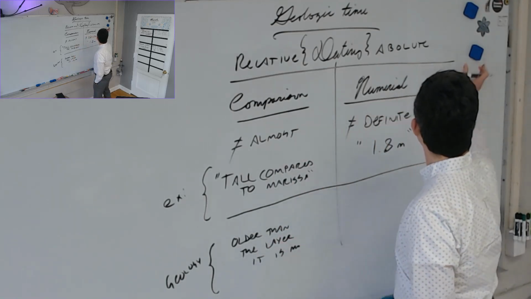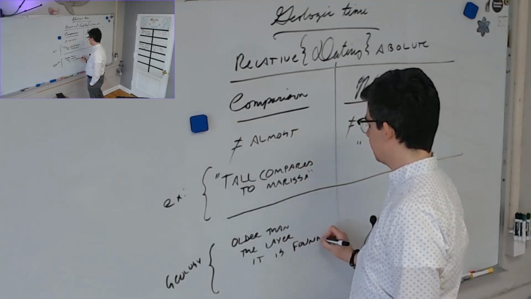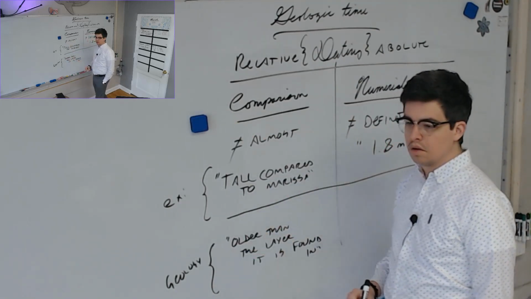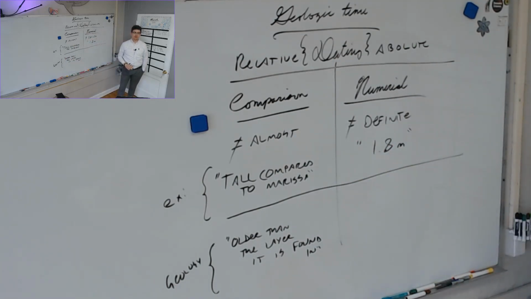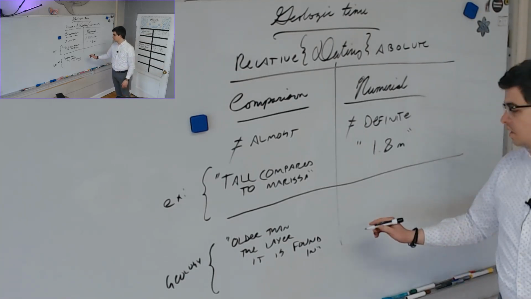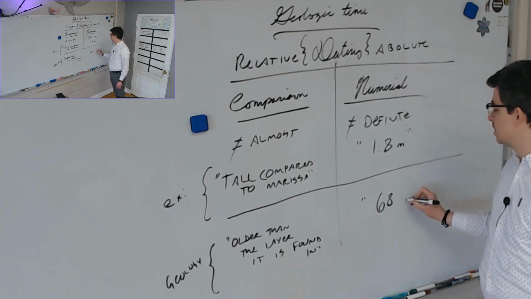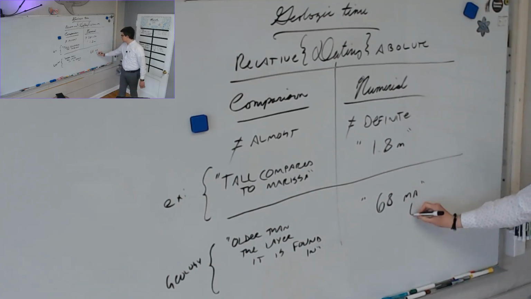If the fossil is found in a layer of sedimentary rock, the fossil itself must have existed before that layer did, otherwise how did it get in there? Older than the layer it is found in. And for absolute age dating, we might say it is 68 million years old. Let's have a little side note over here.